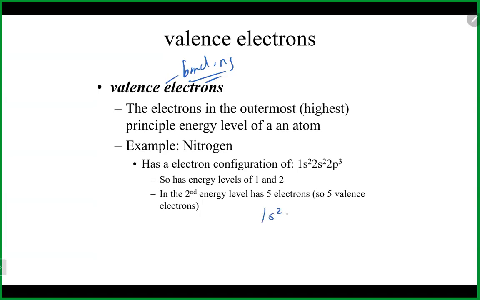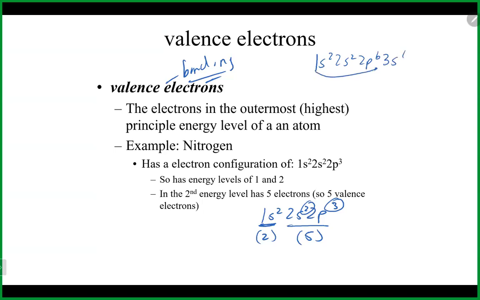When we look at nitrogen's configuration here, 1s2, 2s2, 2p3, we have 2 electrons in the lower energy level, and we have 5 electrons in the higher energy level, which would be the second in this case. So something like nitrogen has 5 valence electrons. Now, if we look at something like sodium, which we had a second ago, 1s2, 2s2, 2p6, 3s1, these are all lower energy and these are higher energy levels. So here would be its 1 valence electron.